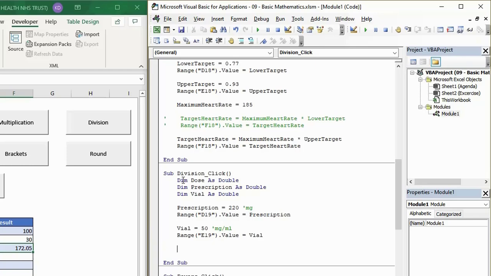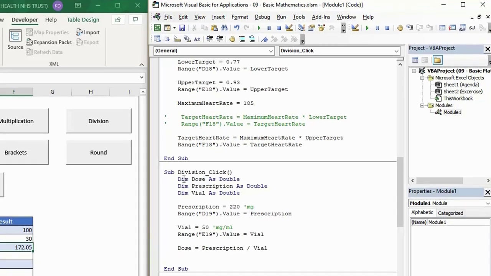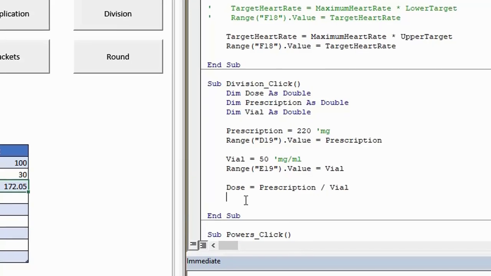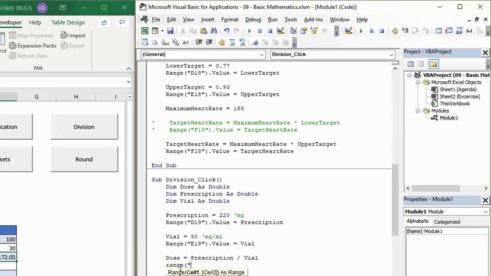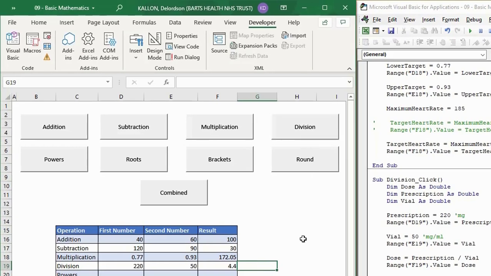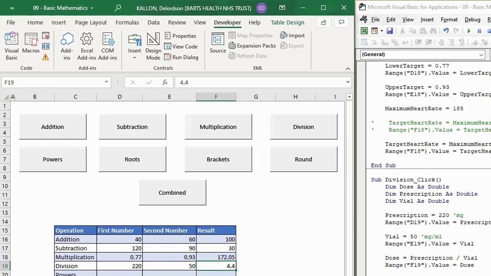And now we're ready to calculate drug dose. So drug dose is equal to prescription divided by the concentration in the vial. Notice that I'm using / for division. Let's write the output to Excel. Let's run the code and see what we get. And as you can see, we get 4.4.